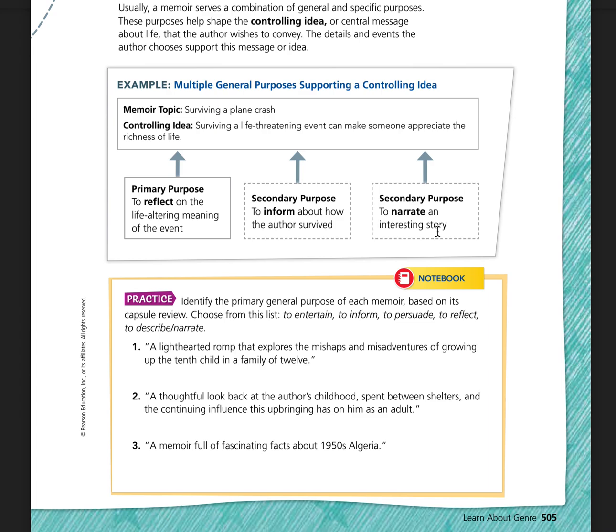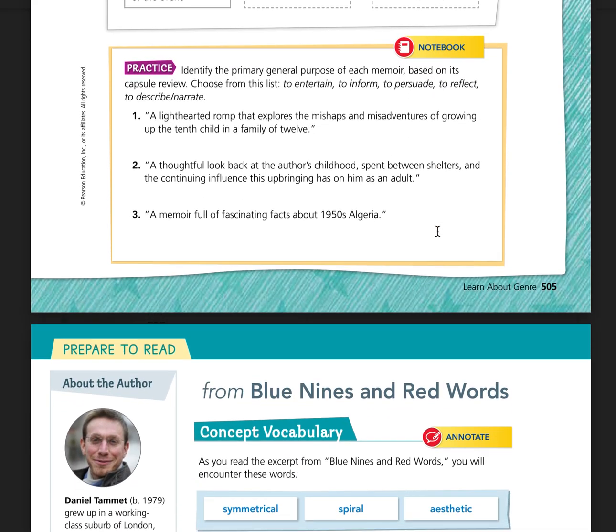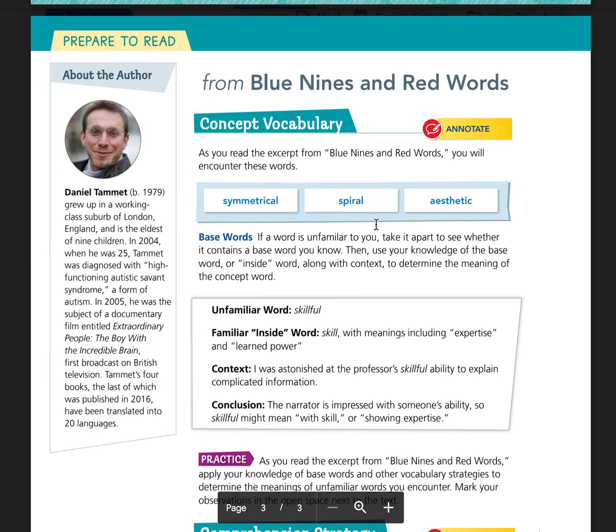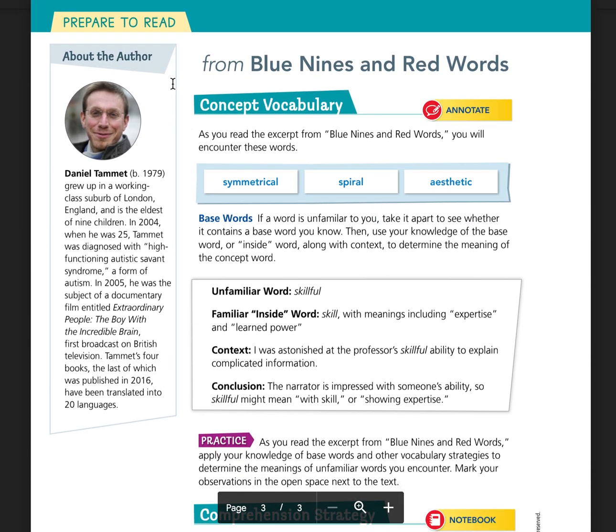So sometimes authors might layer things as they're writing, but it's important to remember that we're really focusing generally on that primary purpose, those general terms that we give: to entertain, to inform, to persuade, or to reflect. And we can layer in those specific purposes later on. Okay, so obviously you're not going to be doing the practice because we're not in the classroom. But just to prepare you for your reading, here's the about the author.